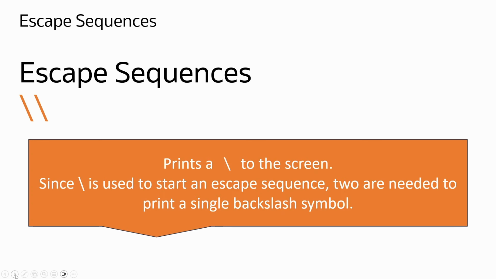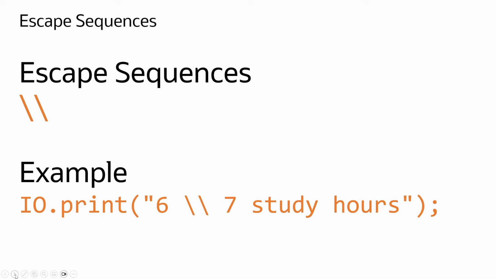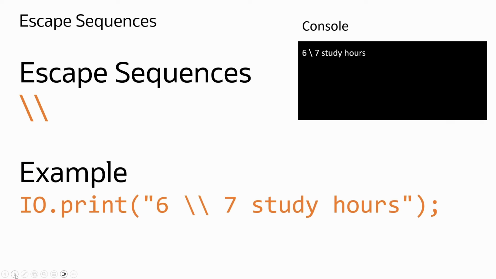Two backslashes are going to print a single backslash. Because a backslash is used to start an escape sequence, two are needed to print a single backslash symbol. io.print("6\\7 study hours") is going to print 6\7 study hours.